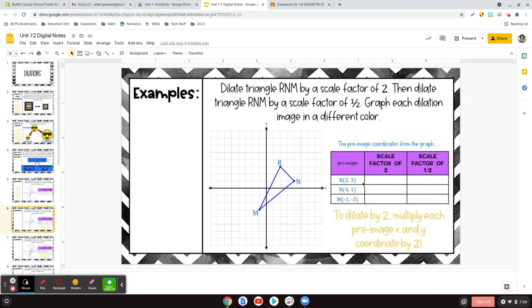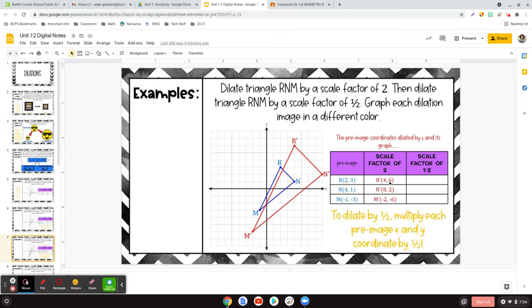So 2 times 2 and 3 times 2, 4. This one is 4 times 2 and 1 times 2. And this is -1 times 2 and -3 times 2. And when we go here, these are our new coordinates of R prime, N prime, and M prime, because we use that prime because that's our ending image. And this red triangle here is our plotted points that we came up with here and drawn the triangle. So this red triangle is twice the size of the little blue triangle.